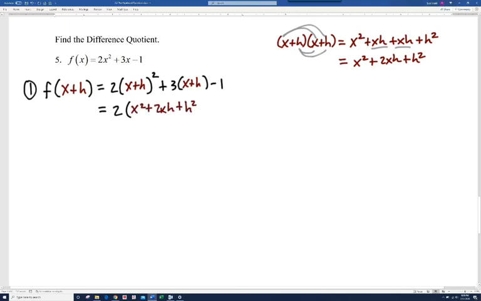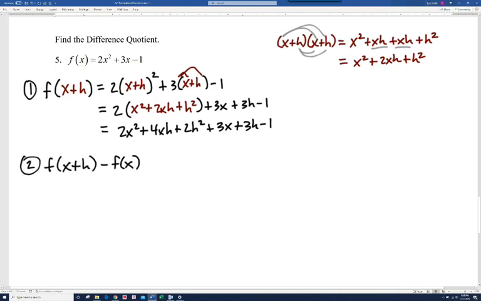So now I'm ready to plug that into my equation. Don't forget, we still have plus. I'm going to go ahead and distribute here. You can see I just did this here. And then don't forget the minus 1. And so now I need to distribute the 2. You get 2x squared plus 4xh plus 2h squared. And let's bring down those other 3 terms. And so this is f of x plus h. And notice none of those are like terms. So next we want to find the numerator, f of x plus h minus f of x.